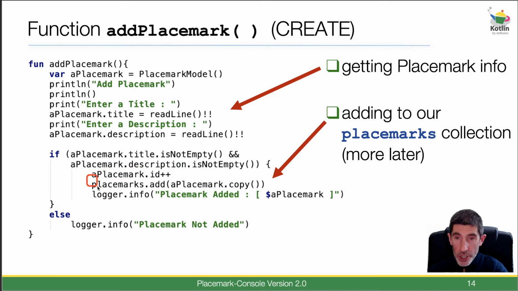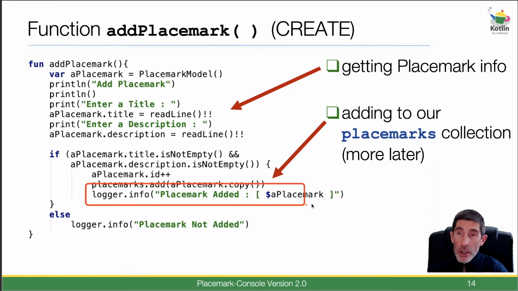And if you notice here, we're saying our placemarks dot add. This is important: aPlacemark dot copy. So we're adding a copy of the placemark, so that if we just added the placemark, any changes that were made to this placemark inside this function would be replicated and would be seen inside our list of placemarks, which is what we don't want. So we need to create a true copy. Hence, we can call the .copy function of that placemark just to add it.